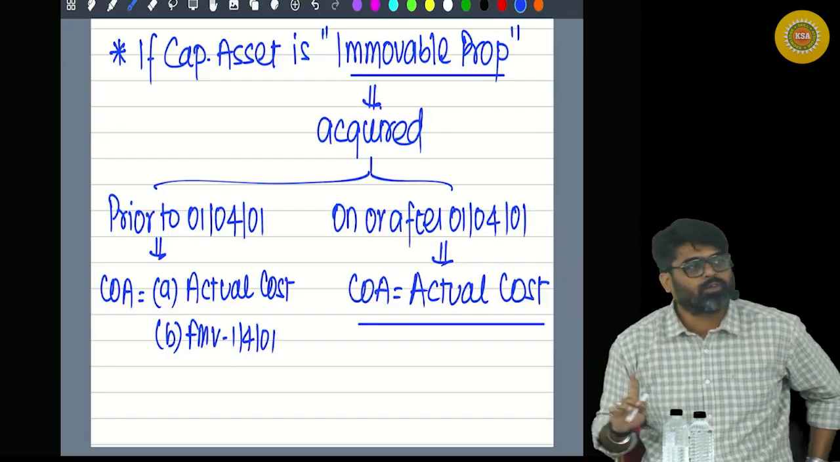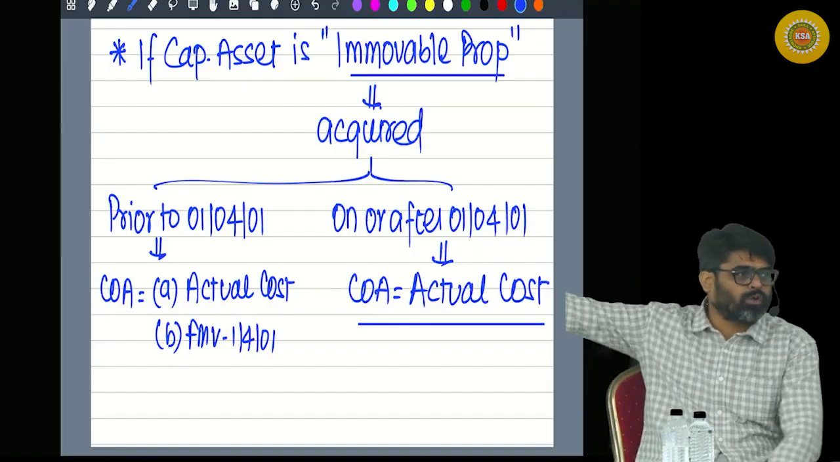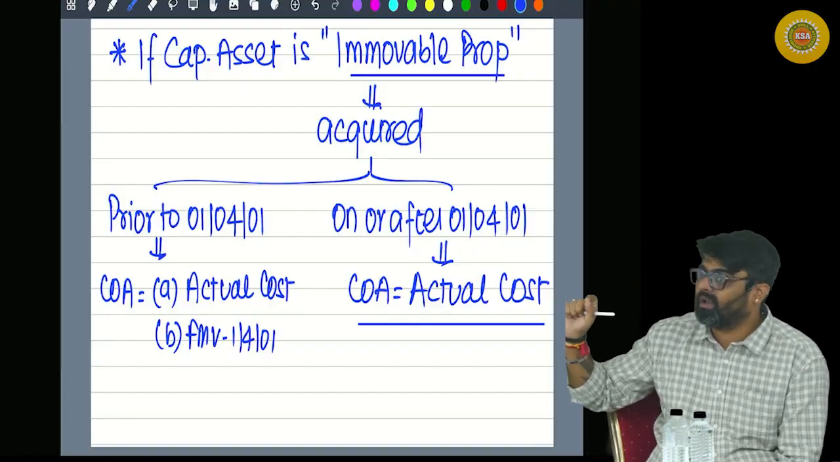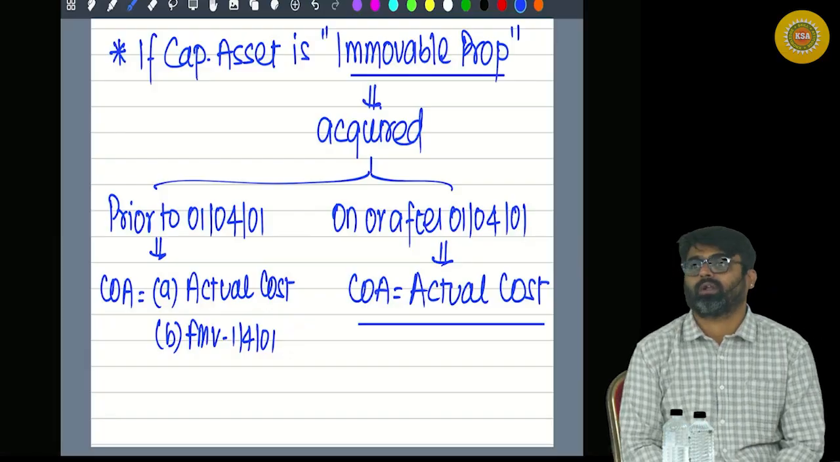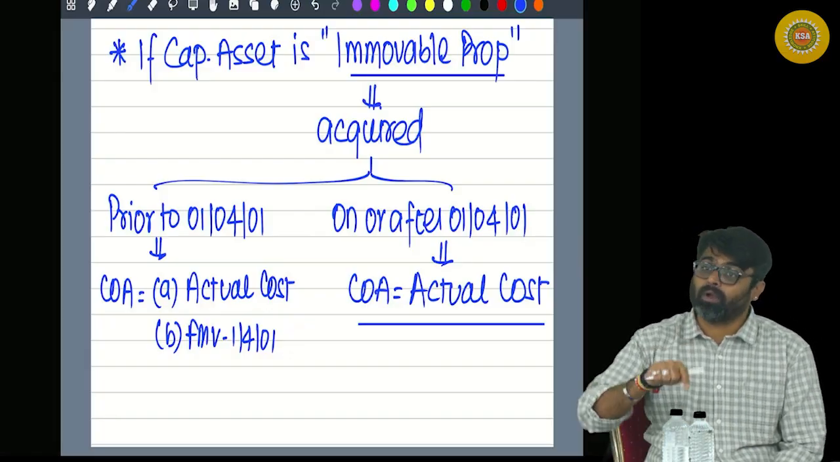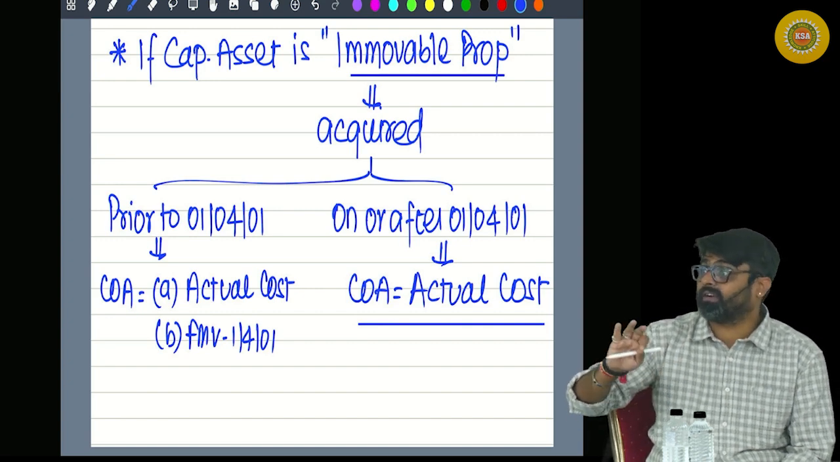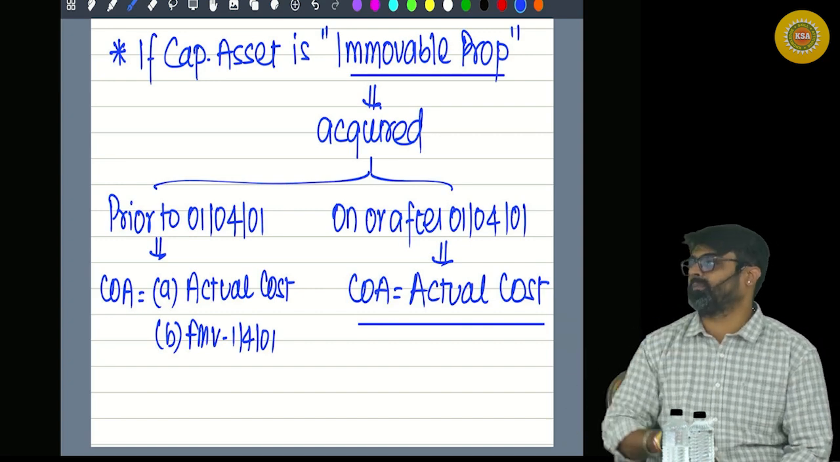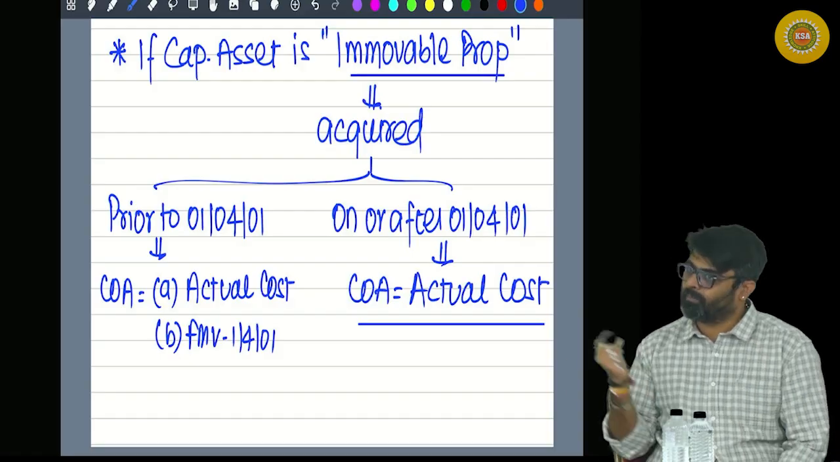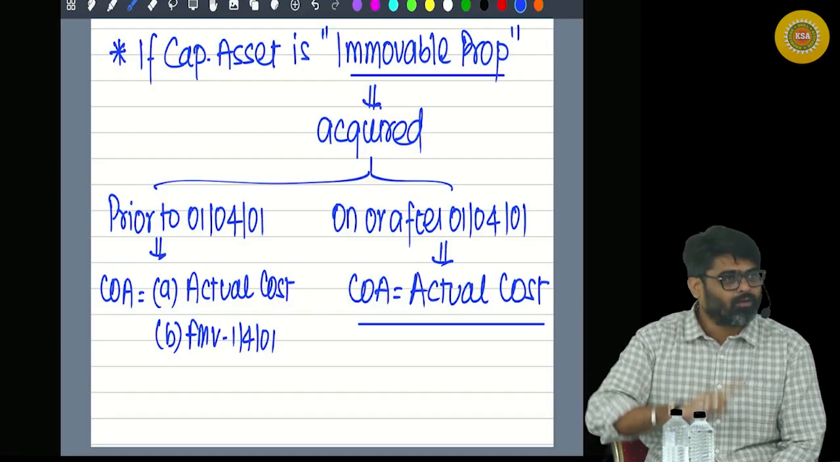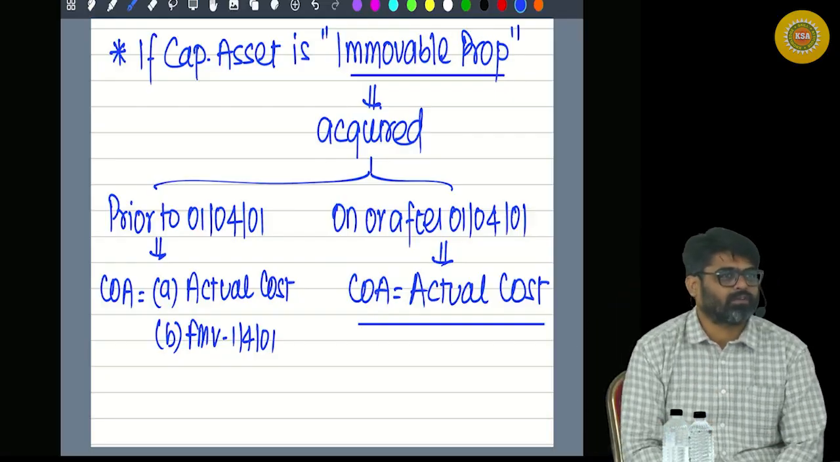Got it, sir? So what I'm going to do here? Now, what should I do here? Come on, tell me. In point number B, I will write one more amount. What? Stamp duty value as on 1st April 2001. Then point number B will be FMV or stamp duty value, whichever is lower. That will be my point B. And point A, actual cost, or point B, whichever is higher, will be my cost of acquisition. Got it, sir?